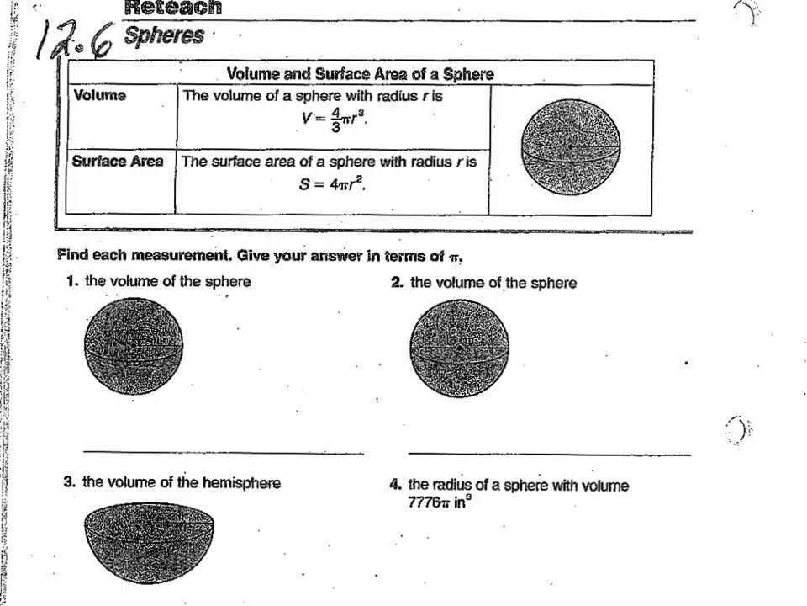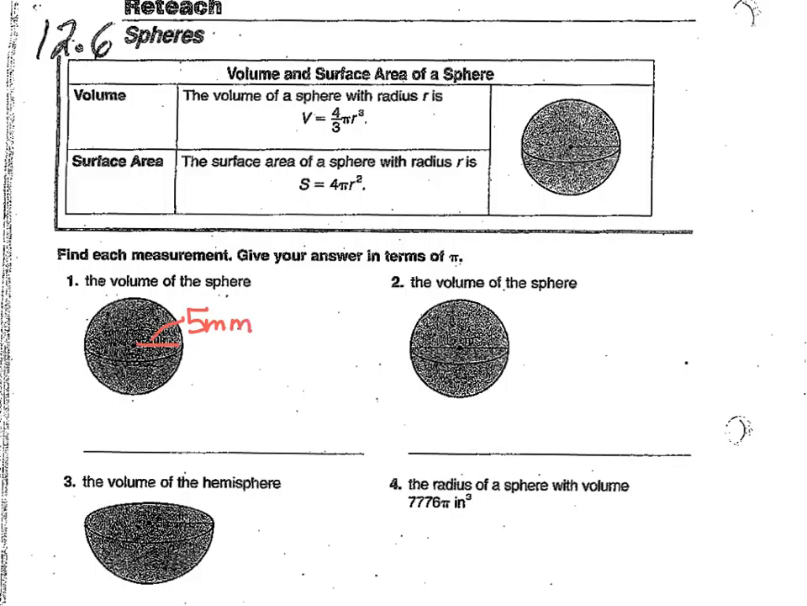So on the first one, number 1, it says, what is the volume of the sphere? And it has a radius of 5. You cannot really see that, yes. So it's 5 millimeters.